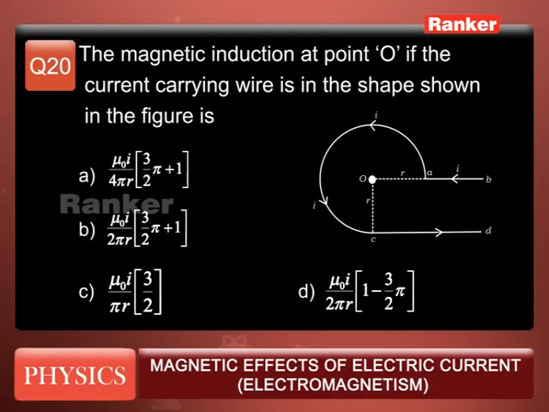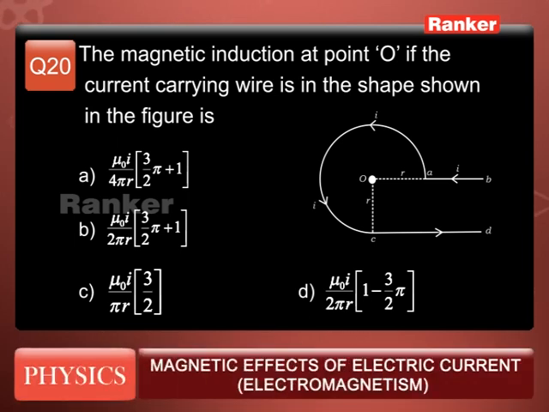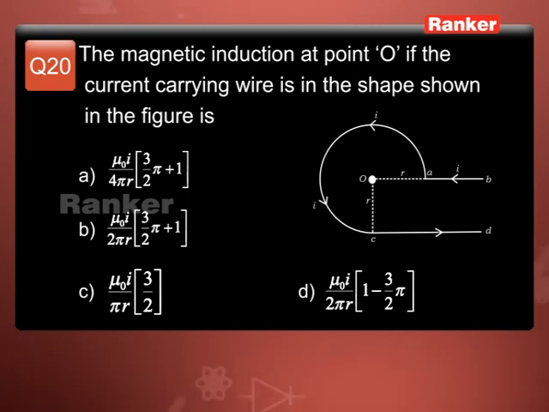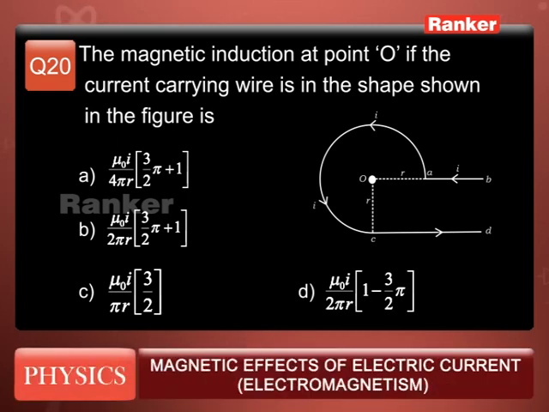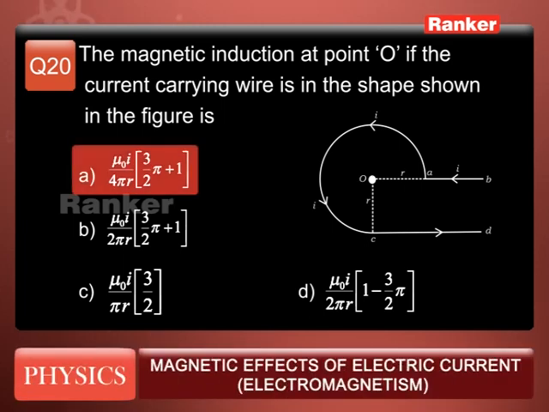Look at the options given over here. First option is mu naught I by 4 pi R into 3 pi by 2 plus 1. Second option is mu naught I by 2 pi R into 3 pi by 2 plus 1. Third option is mu naught I by pi R into 3 by 2. Fourth option is mu naught I by 2 pi R into 1 minus 3 pi by 2. The correct answer we have got here is exactly the very first option provided in this problem number 20. So we can write the answer for this one as A.